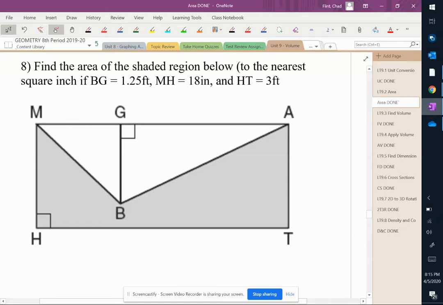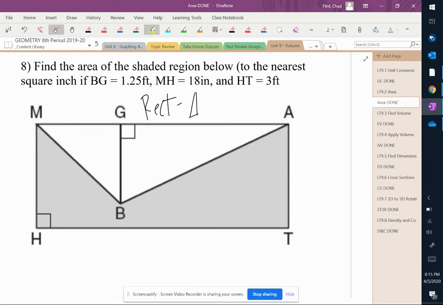All right, so we have a shape here inside of a shape. It says find the area of the shaded region. That means I got to think about this. To get that shaded region, I'm going to need to take the rectangle and subtract the triangle away from it. All right, so I got to do that little bit of thinking.